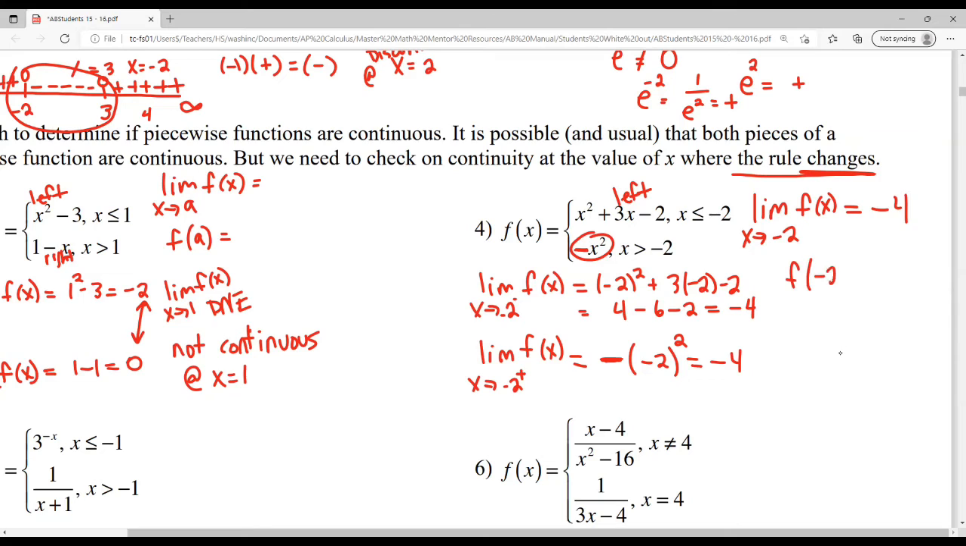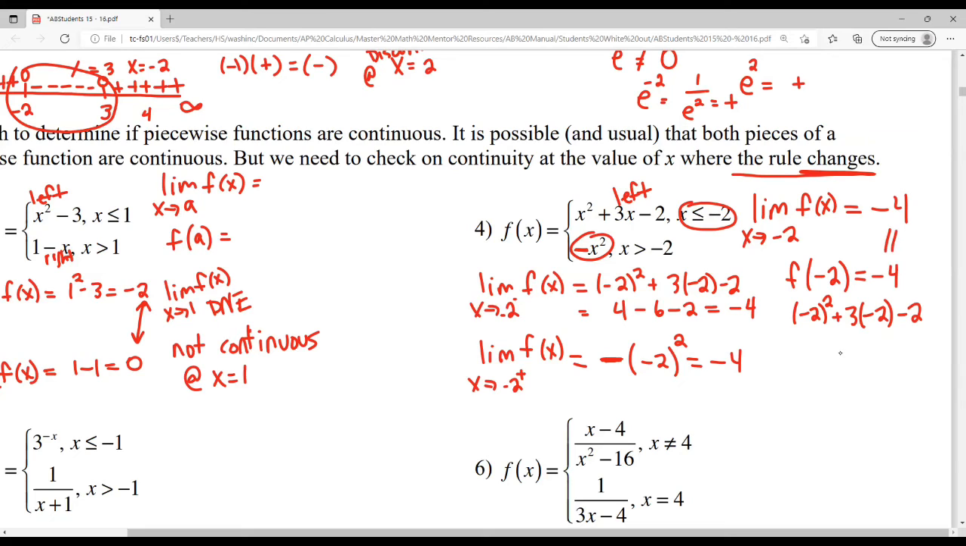We also need to find f of negative 2. In order to find f of negative 2, we're going to pick out the one where it says equal to. And in this case, it's equal to in the top one. So we're going to plug negative 2 into the top function, which we've already done. I'm just going to write it down, but typically I wouldn't write all this out because we literally did this in that first limit for the left-hand side. But we do know that that equals negative 4.